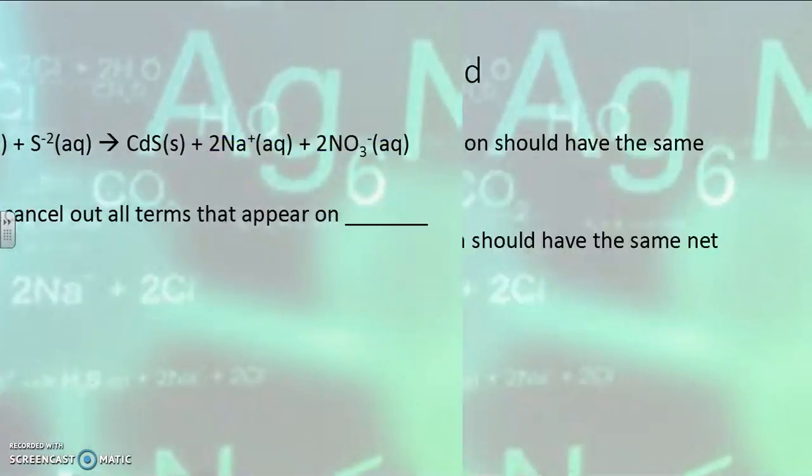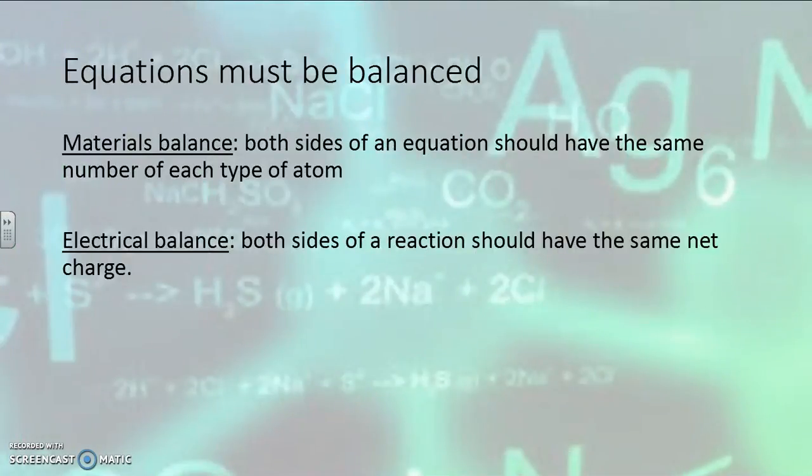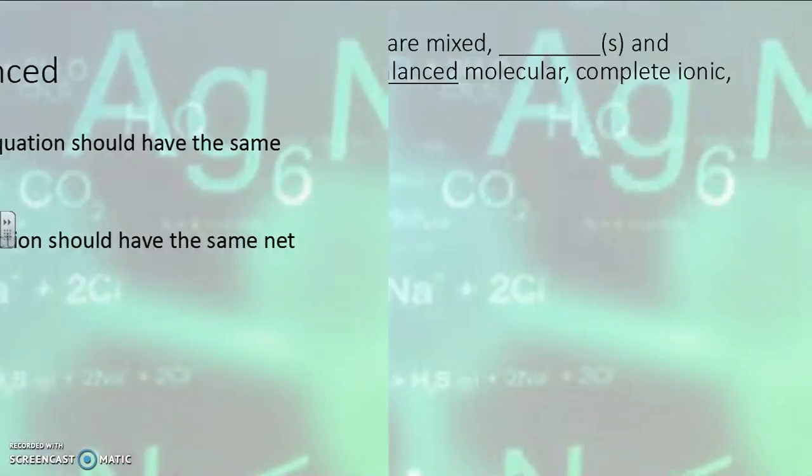Pretty easy, right? Good. Okay, so your equations must be balanced. When you're doing your balance, you have to balance the materials. Make sure both sides of the equation have the same number of each type of atom. And then there also has to be an electrical balance, and make sure that both sides of a reaction have the same net charge, which means that if one side has a zero charge, the other side has to have a zero charge. And if you have to add in electrons, add in electrons. Now, I'll show you what I mean if we get to one of those.